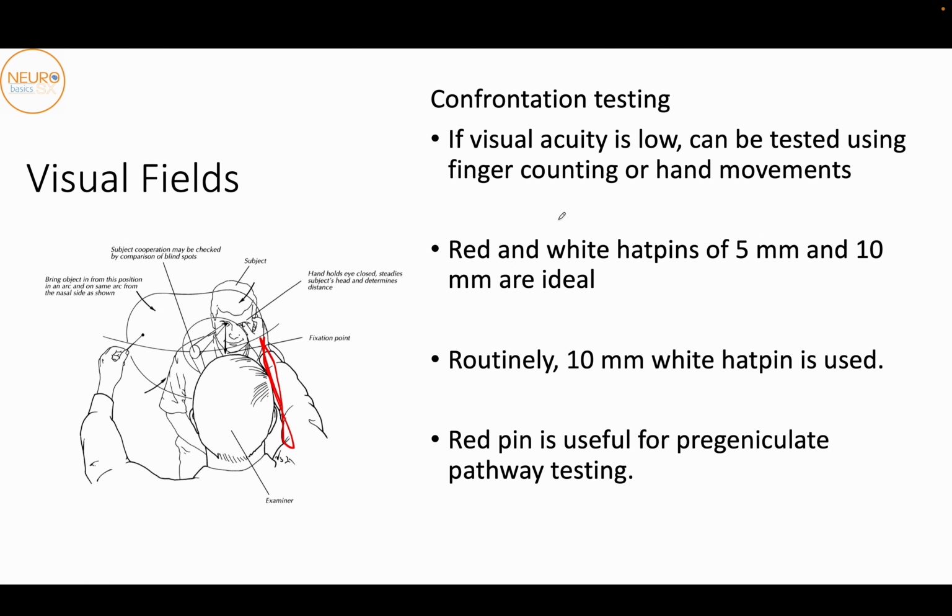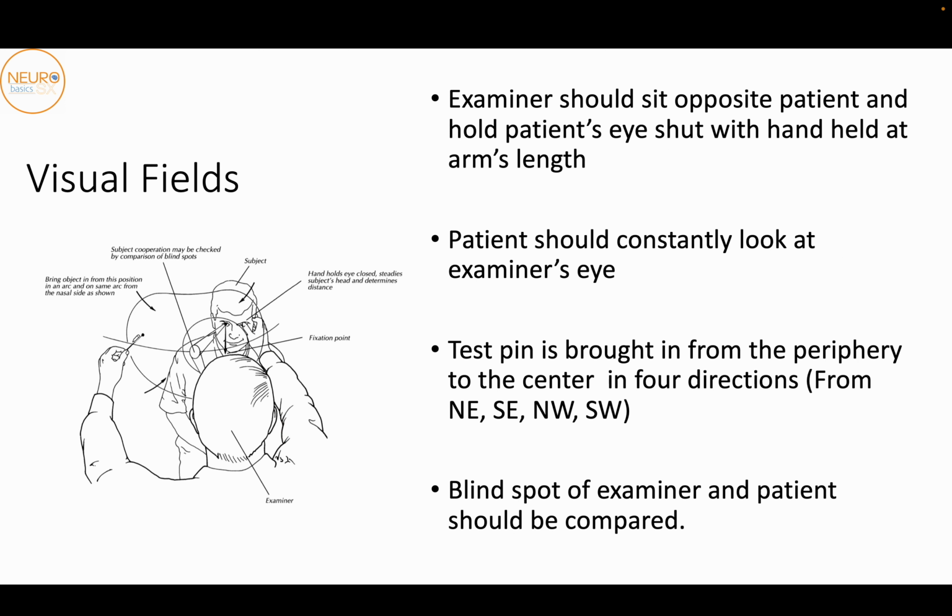We usually test with red and white hat pins. Routinely a 10 millimeter white hat pin is used. If you want to test the pregeniculate pathway, you can use the red pin as well, which would work better. If the visual acuity is low, instead of using the hat pins, you can even test with finger counting and hand movements. So you sit opposite the patient, make sure the patient's eye is shut with your own hand, and keep this arm's length distance from the patient.